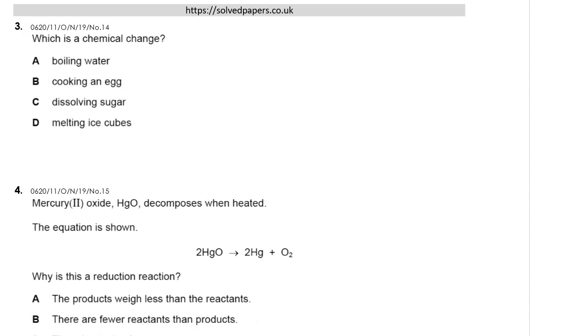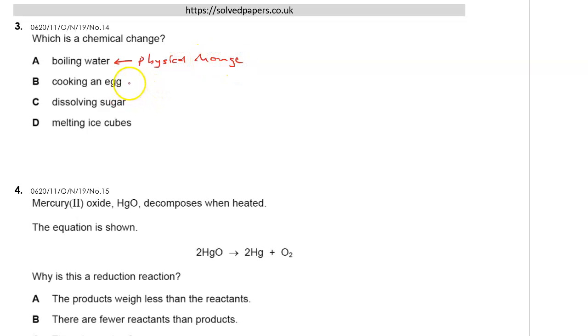Number 3. Which is a chemical change? Boiling water. When you boil water, water changes from liquid to gaseous, and you can return back to liquid by cooling the gaseous or the steam. So this is a physical change because you can revert it back.